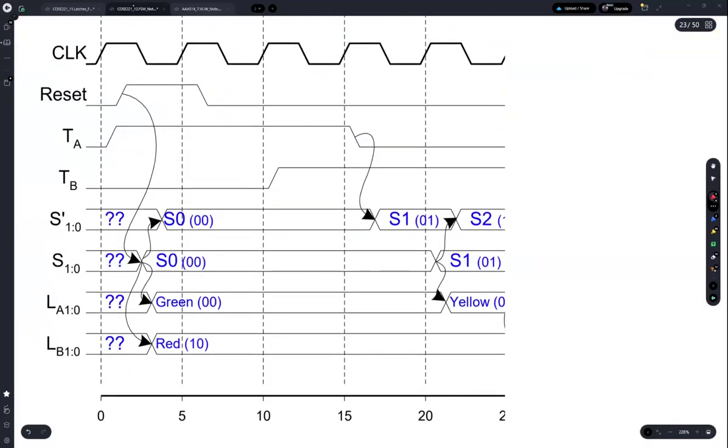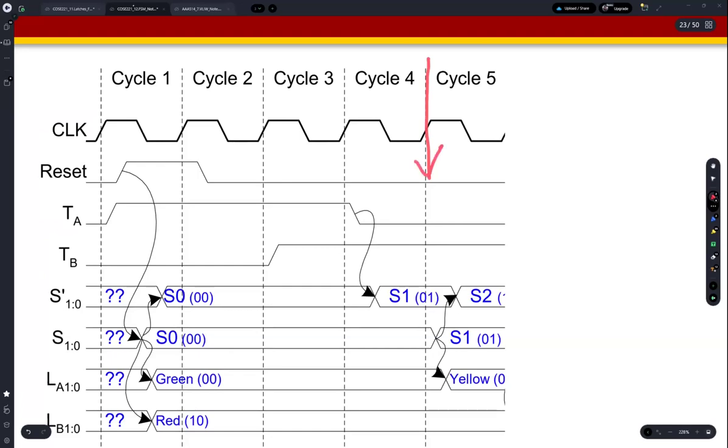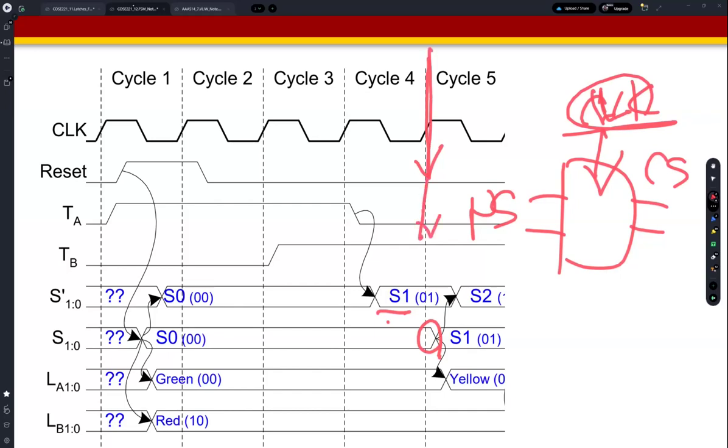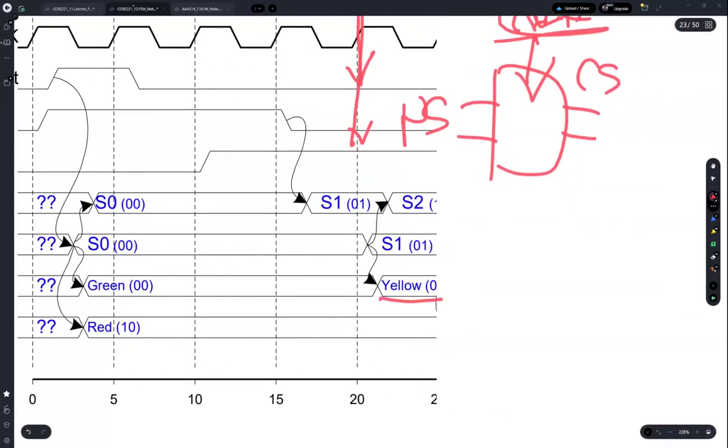Current state is updated on the rising edge of the clock. So you can find that S1 is here, because this is the clock. This is the next state, this is the current state. On the rising edge of clock cycle 5, the next state is reflected to the current state. And then based on the current state, the output is determined, the output becomes yellow.